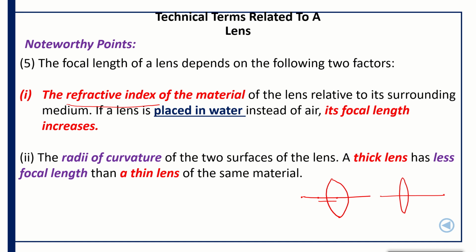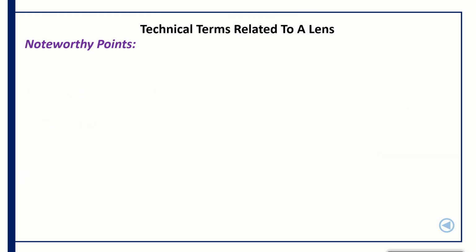It depends on the refractive index of the material, in which medium we are using the lens, and the radii of curvature of the lens will also influence or change the focal length of the lens. So these two factors will influence it.